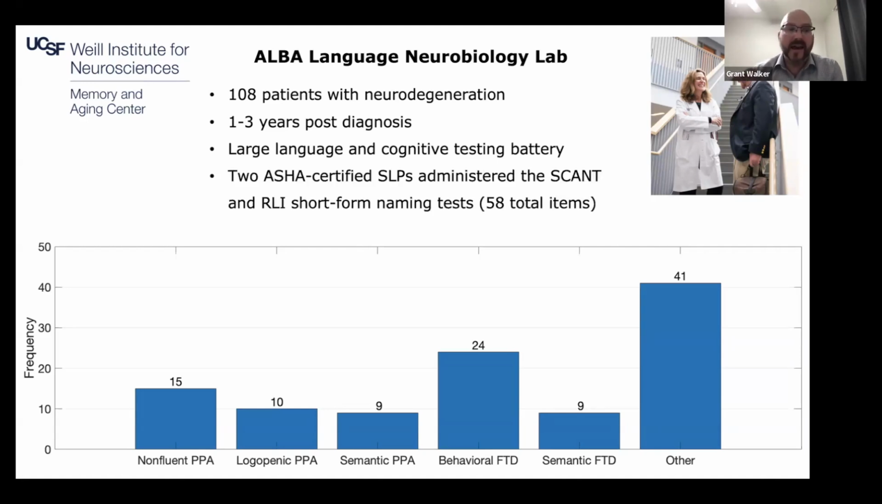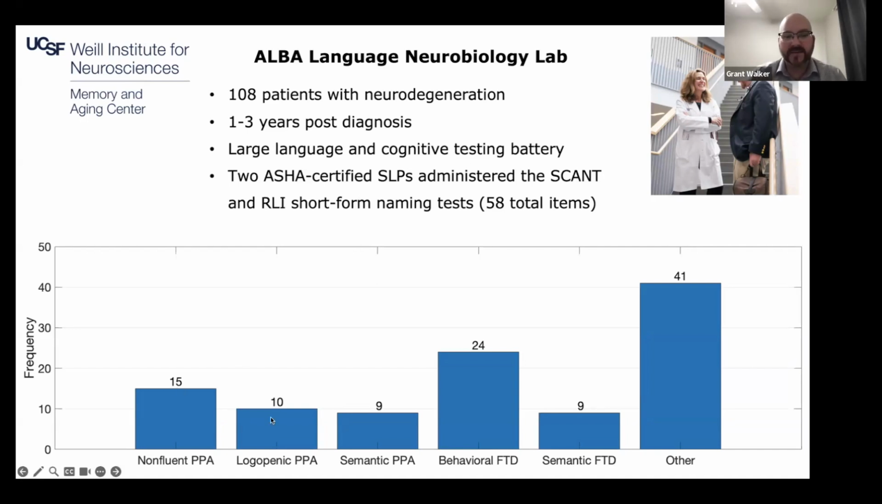this protocol, and we had two ASHA certified SLPs administer the SCANT and the RLI short form naming tests. I didn't mention, so you might be doing the math like, okay, 20, 20, 20, that's 60. There's two items that overlap between the SCANT and the sublexical form. So we only administered 58 items, and we double count those two items, but we're counting them for different scores, so it's okay. And here's the breakdown of different types.